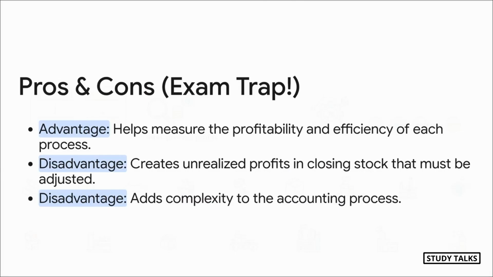So yeah, it's great for managers to see who's doing a good job. But look at that second point. That is the exam trap right there. It creates this huge problem where your closing stock value is inflated with profit that you haven't actually earned yet. It's unrealized. You simply cannot claim profit on stuff that's still sitting in your warehouse. Adjusting for this is where so many marks are lost.